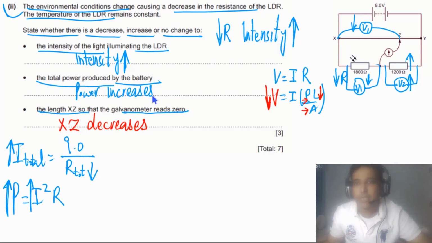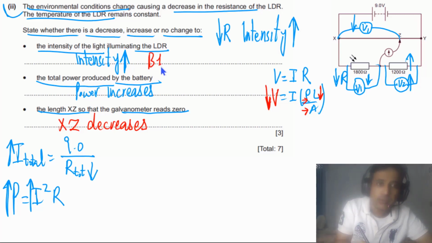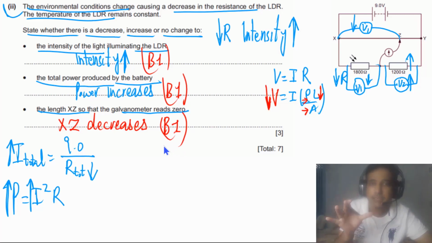So this is how we can answer these questions. And this question has 3 marks. If you have done the first one, you have written intensity increases, you will get 1 B mark. And if you have written power increases, you will get another B mark. And you will get another B mark if you have written XC decreases, because PD across XC decreases.